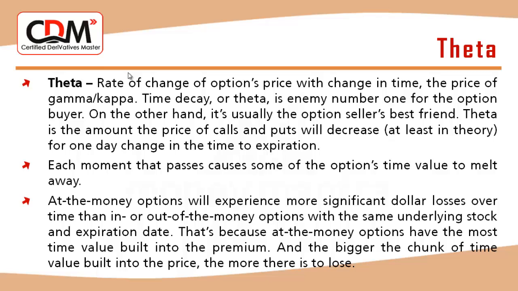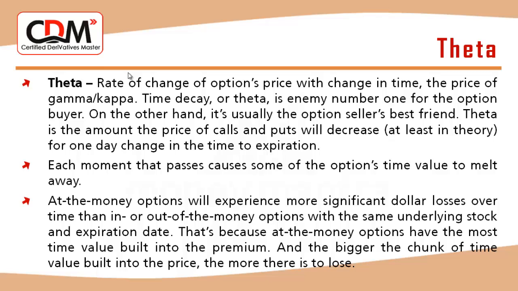So what we know is that theta is a time value, and the time value at the day of expiry of that contract is going to be zero. So we have to understand that theta is the amount the price of calls and puts will decrease, at least in theory, for a 1 day change in the time to expiration. With every passing day, suppose today is the 1st of November and we are making a strategy on the 1st of November and the expiry for the month is the 28th or 29th of November. On the 1st of November, the time value in any option would be at the maximum. With each passing day, 2nd November, 3rd November, 4th November, the time value of that particular option will keep on declining.